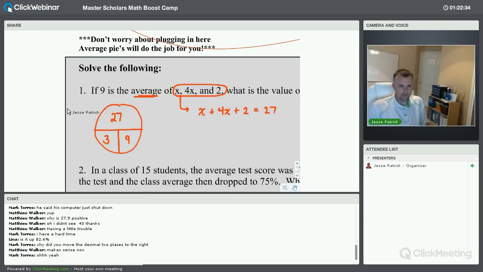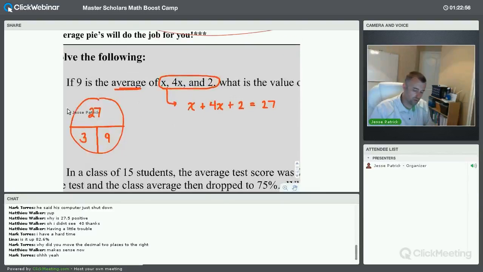Notice they never gave me that. They didn't say the sum was 27. You had to figure that out, and that's what the average pie will do for you. It'll just give it to you. You see the word average, you just write down what they're giving you. They gave you an average. They told you that there's 3 things. The 27 just appears, and you're like, oh, that's actually useful. And now you set up an equation. You can solve. You can do your math.